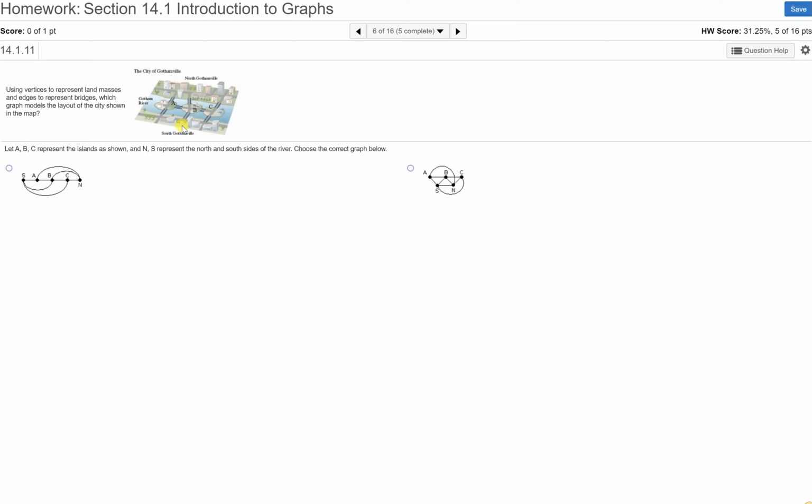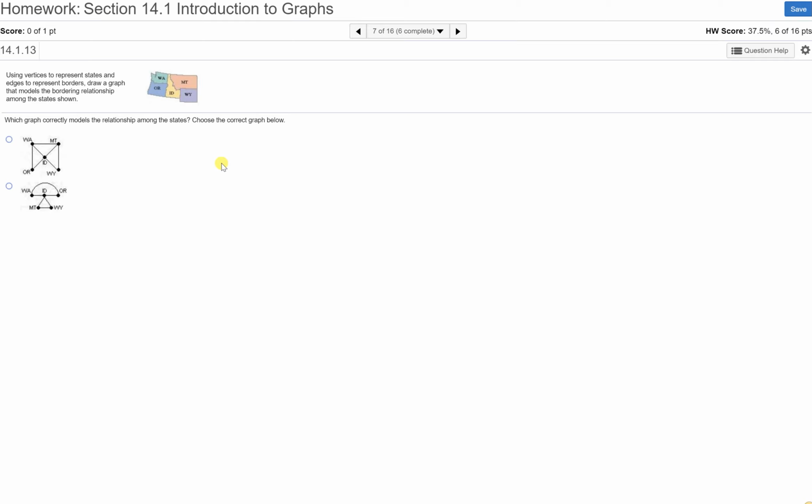Let's see. North is connected just once. Okay. South is connected once each. Let's see this one. North has one. Oh, wait. I see a mistake. Here, north and south are directly connected to each other. And that's not happening. I don't see a bridge going from north directly to south. Here, north and south are not directly connected to each other. So the answer is A. Okay. You've got to really analyze the graphs to make sure it's correct. At least for me. Yours might be different.